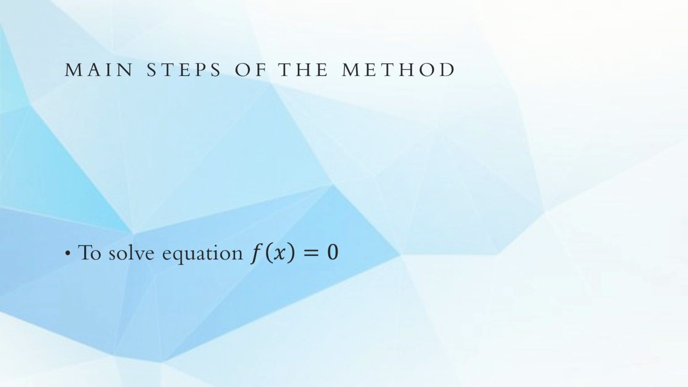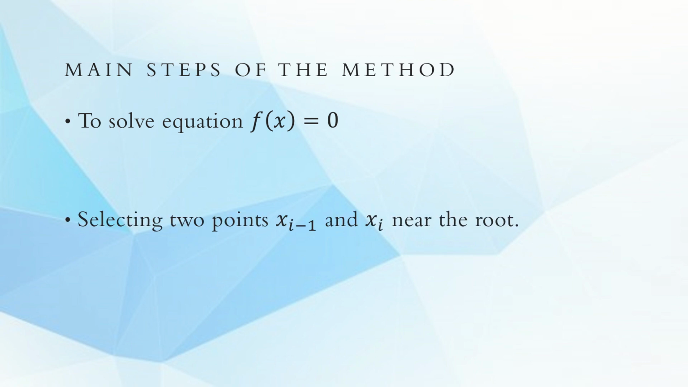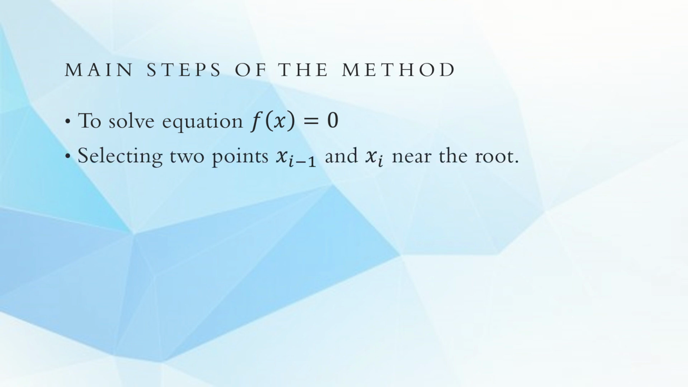Now, how does it work? The main steps are, we need to solve this equation, which obviously will be a nonlinear equation. That might be an algebraic equation, it might be a transcendental equation. So we first select 2 points, x i minus 1 and x i, near the root. The root may or may not lie between x i minus 1 and x i, but we are assuming that they will be close to the actual root.